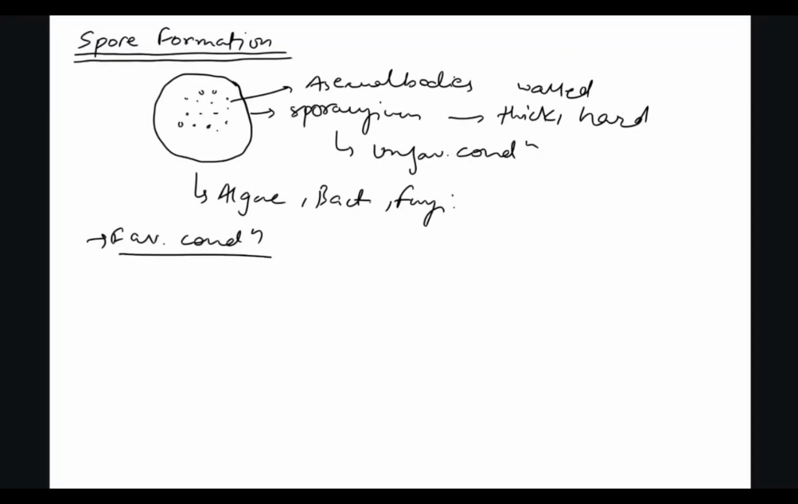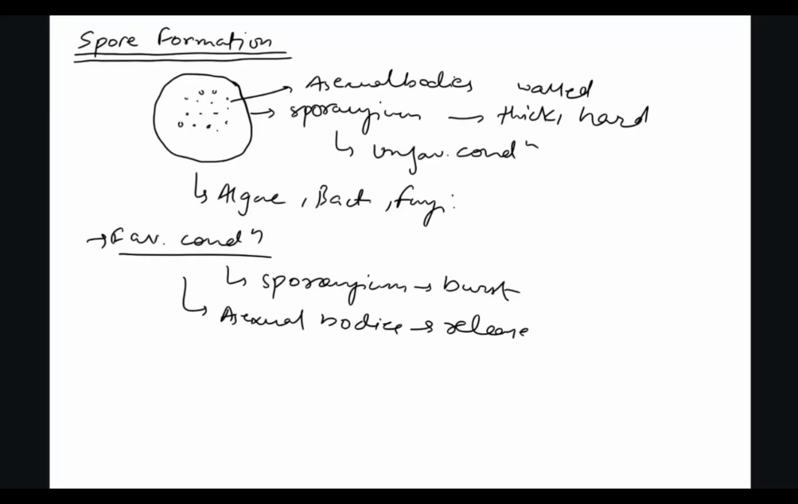Now when the favorable condition returns, what happens is that this sporangium bursts, and the asexual bodies, not dead bodies, the asexual bodies, are now released. And these same spores then generate into new individuals. So by this method of asexual reproduction, organisms can overcome unfavorable conditions, right?